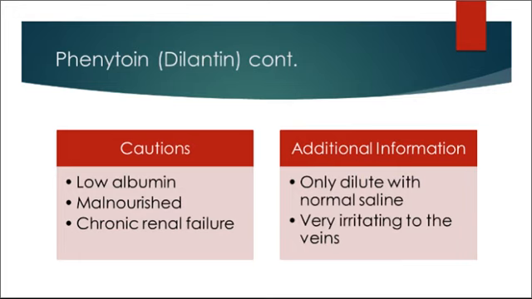Cautions: low albumin, malnourished, and chronic renal failure. Why do you think low albumin? Well, albumin is your protein, and this is a very highly protein-bound drug. So if somebody has a low albumin, such as the really young, especially the elderly, the malnourished, they're going to have less albumin. Since this drug is mostly bound to protein, if they don't have enough albumin for it to bind to, more of it is available in the bloodstream, so they can easily have toxic effects, so they may need lower dosing and close monitoring of drug levels.